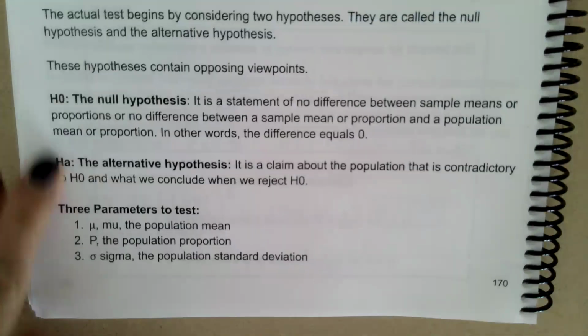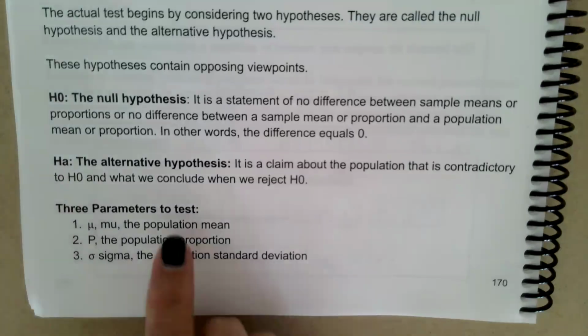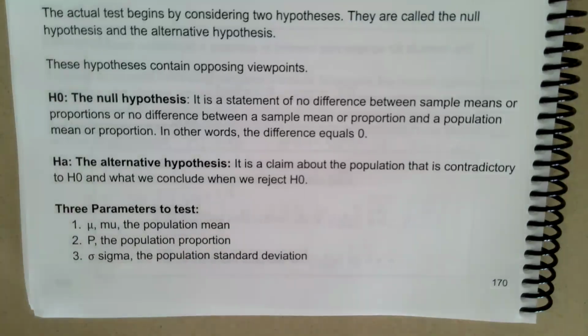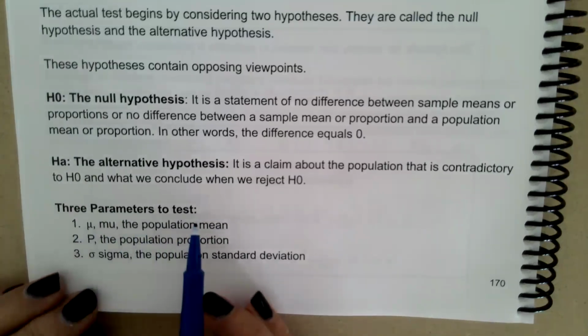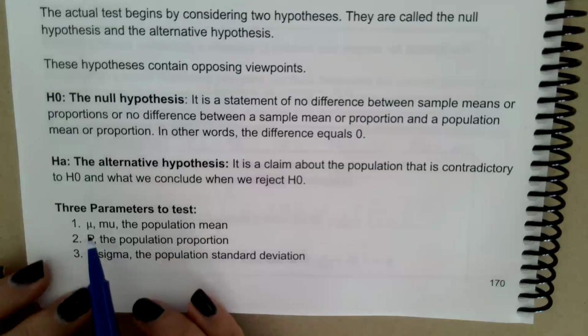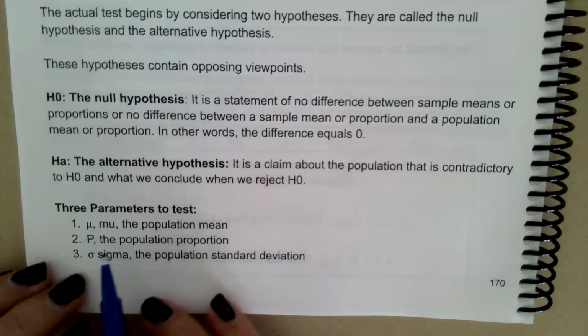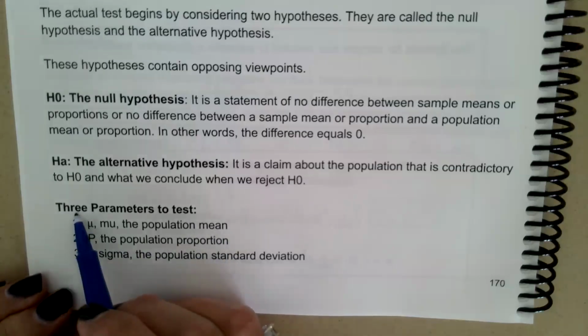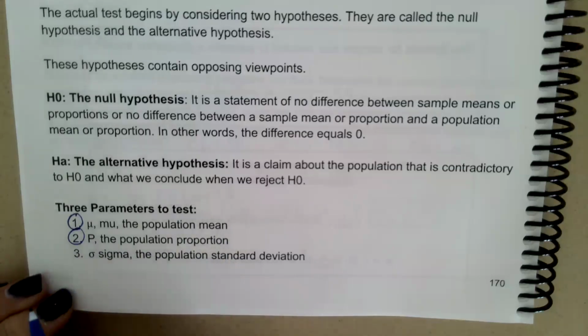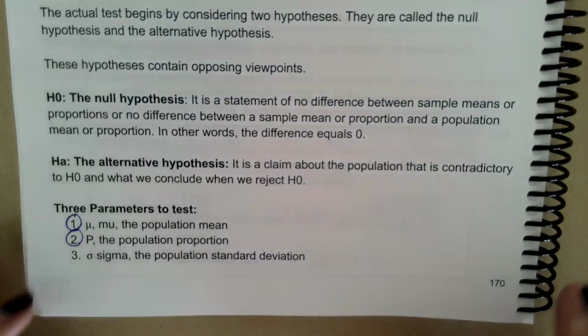So when we make our hypothesis statements, there are three parameters that we could be testing. And notice that they're all the population symbols. So mu, the population mean, we could be testing P, the population proportion, or we could be testing sigma, the population standard deviation. The only two that we're actually going to work on this semester are the population mean and population proportion.